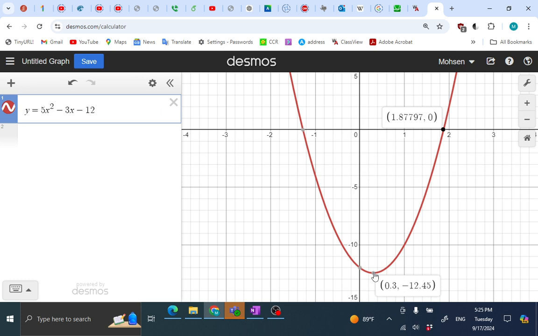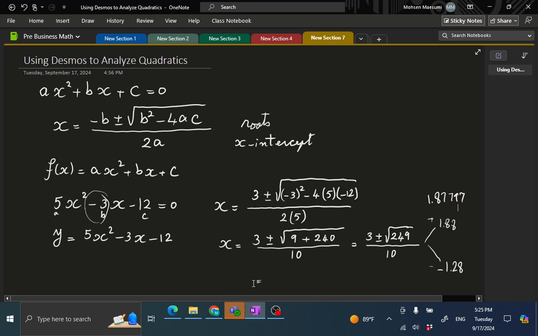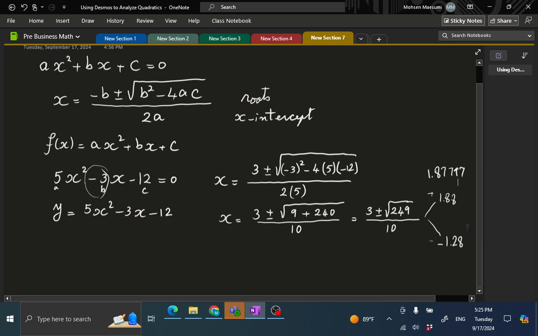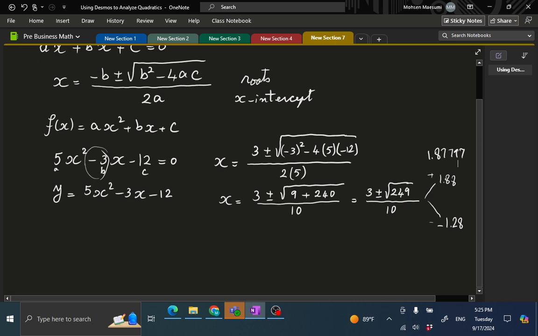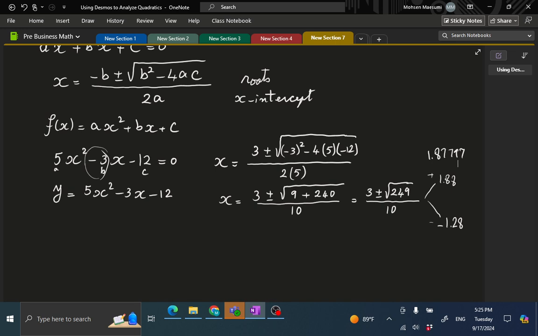That's the tip of the parabola. How do we find the tip? Let me just briefly talk about that. Sometimes we want to know the turning point of the parabola. In an application in economics or business, sometimes you want to know the turning point of a certain phenomenon. That's a point of interest.